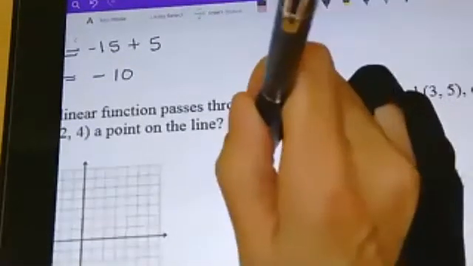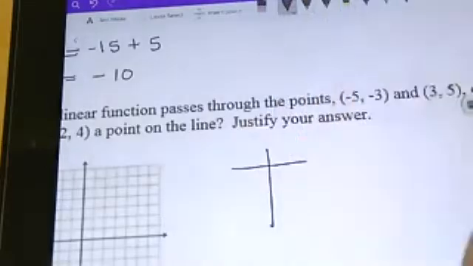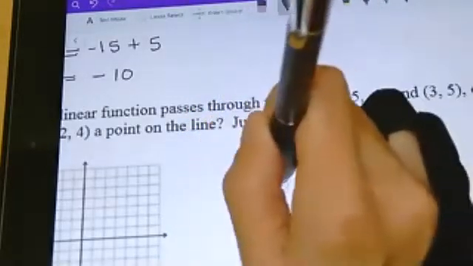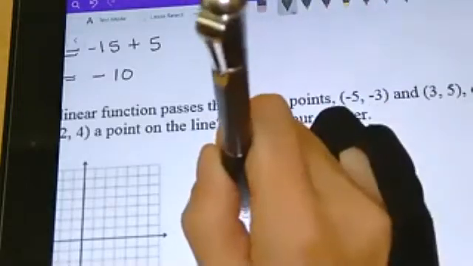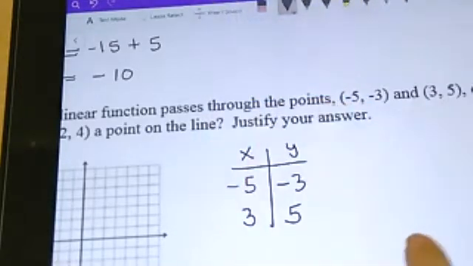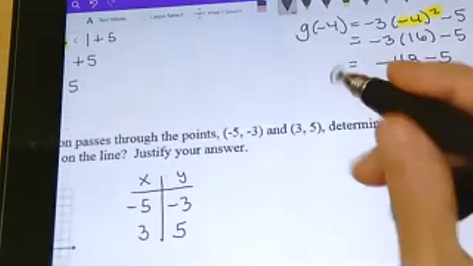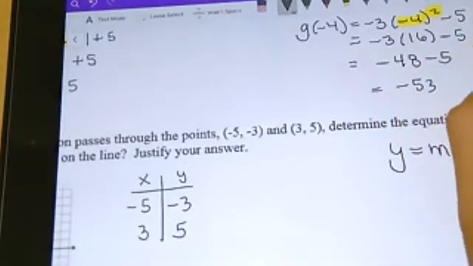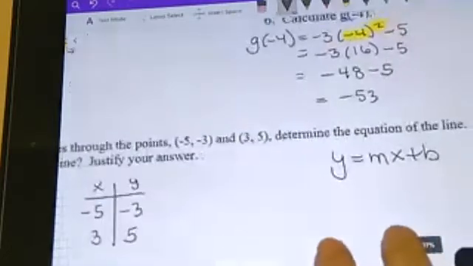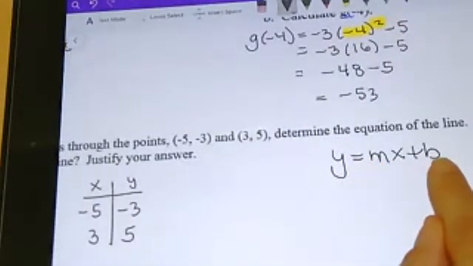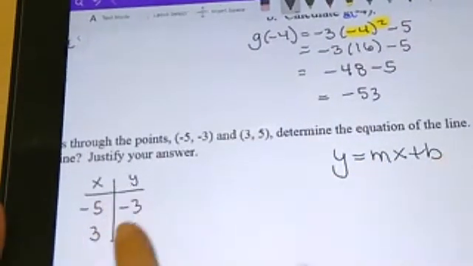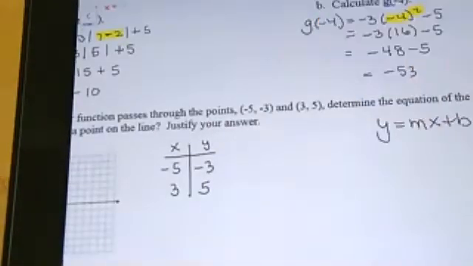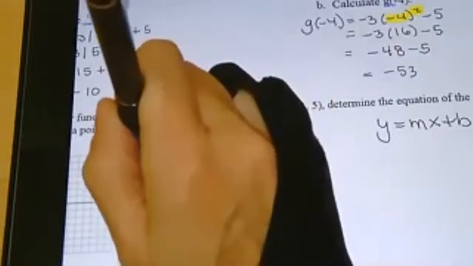However, I also want to remind you that we learned how to figure out the slope and the y-intercept without graphing. So there's my first point, and there's my second point. And what we need to do to figure out the equation of the line is y equals mx plus b. So we've got to calculate and figure out what m is, and then we also have to figure out what b is. So from this table, I can figure out what m is by looking at the change in the x and the change in the y.